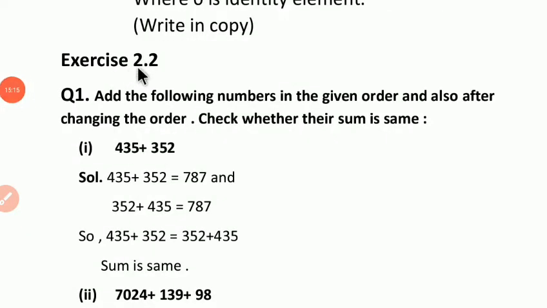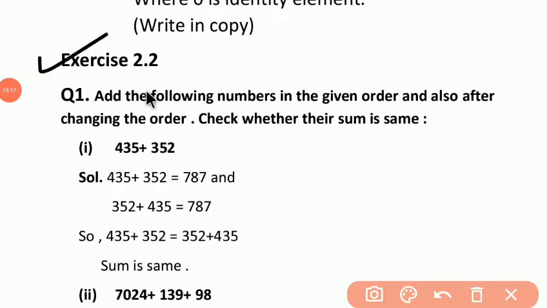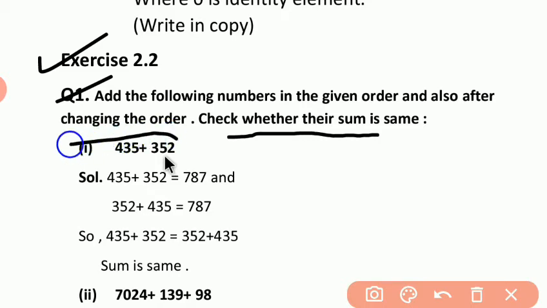Now I'll start exercise 2.2. Question number 1. Add the following numbers in the given order and also after changing the order. Check whether their sum is same. First we have to add the two numbers in the given order, and after that we have to reverse the order and check whether their sum is same or not.